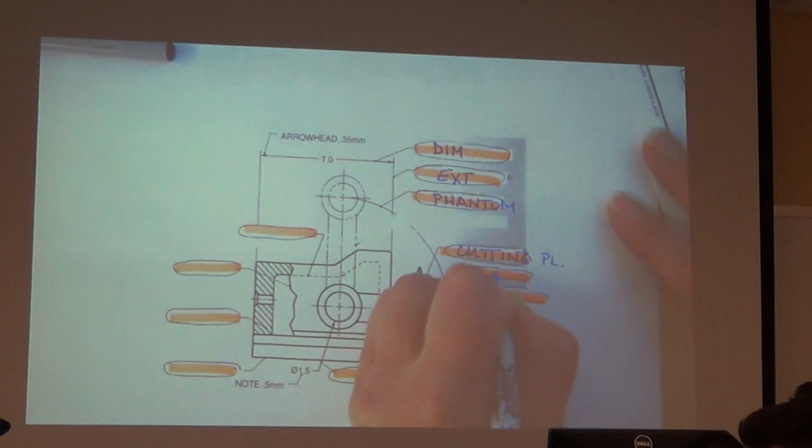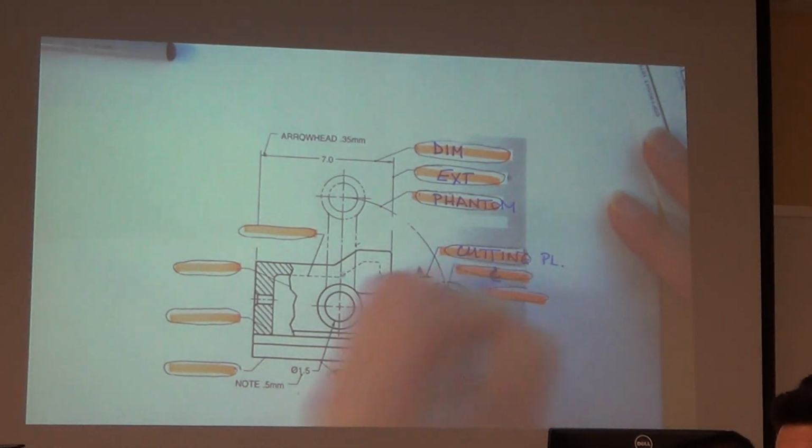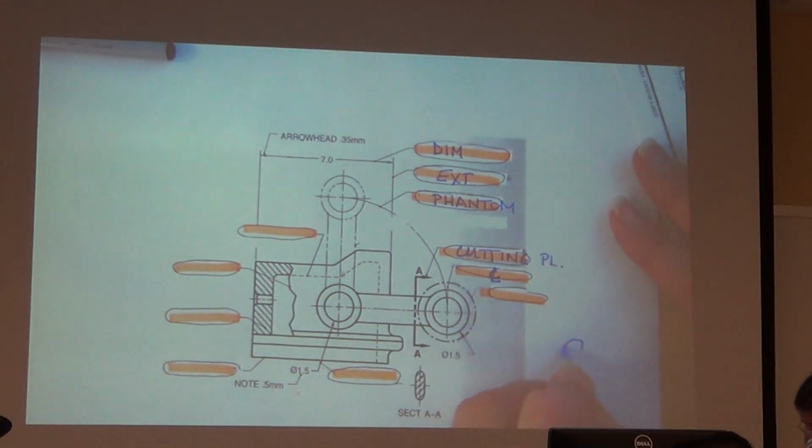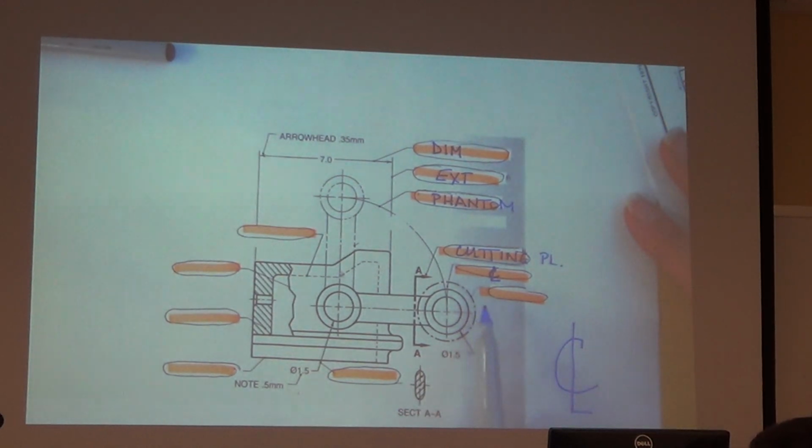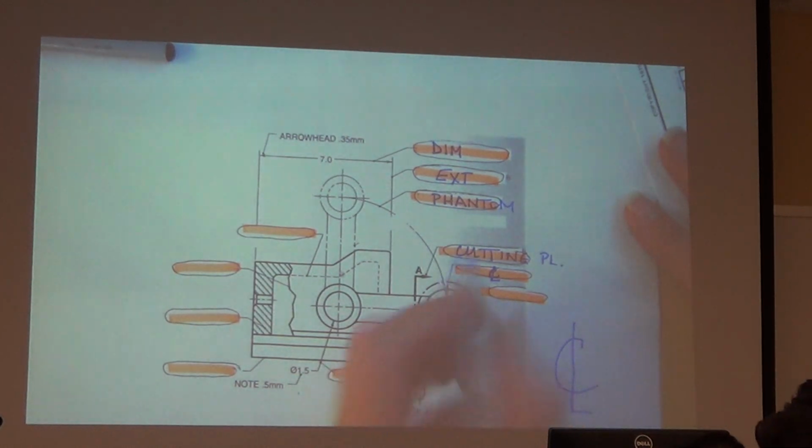Okay, Dakota, the next one? Center line. And do you remember the abbreviation for center line? It's a big C with an L through it. You'll see that on engineering drawings a lot. Abraham, next one. Chain line. Chain line.